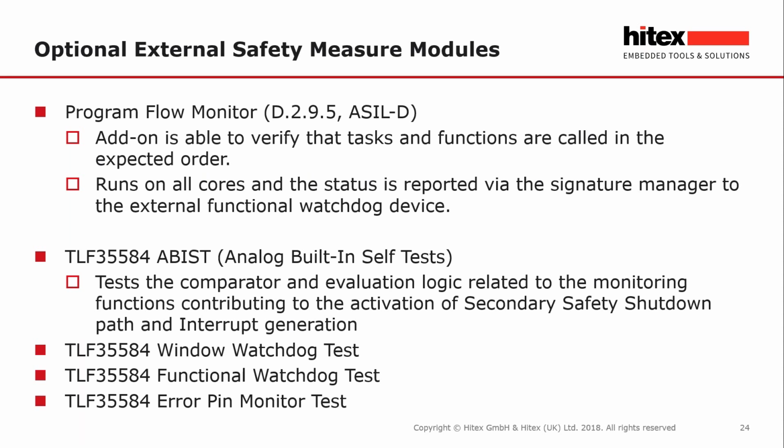So, additional optional modules. In fact, the program flow monitor is being shown here as optional, and actually it's included in the safety pack. This is an important module which is required to satisfy the D2.9.5 part of ISO 26262 chapter 5. And it's able to verify that critical tasks and functions are called in the expected order, and this can be across one core, across multiple cores. And again, any errors are reported back through the signature manager and ultimately through to the external watchdog device.